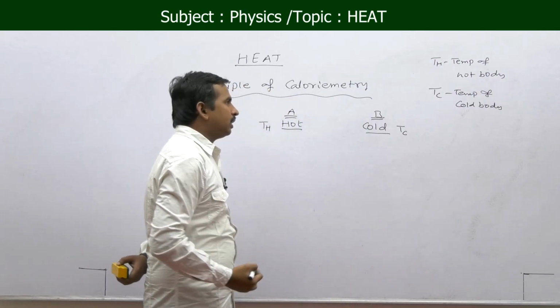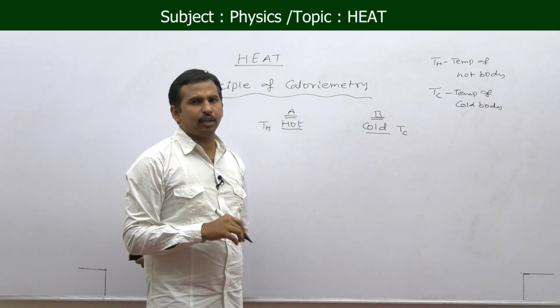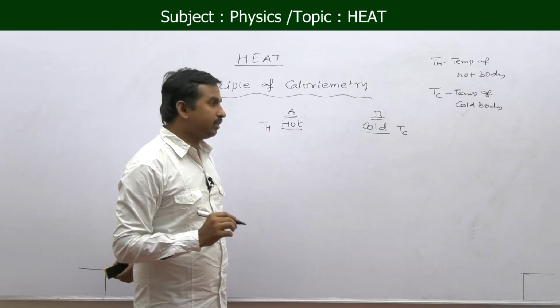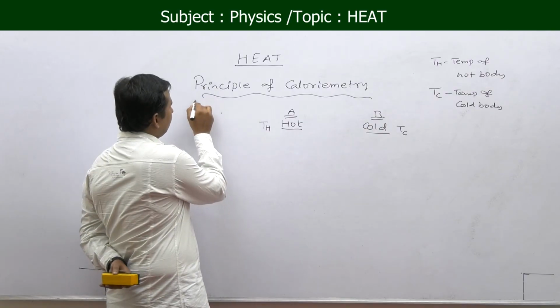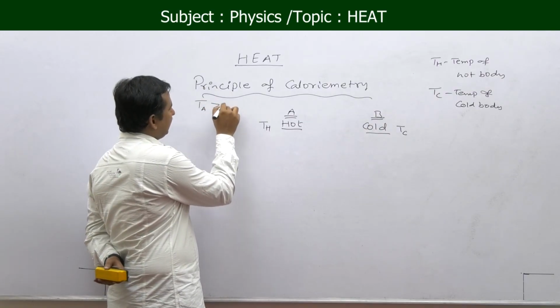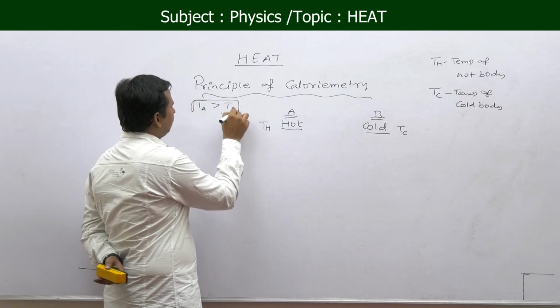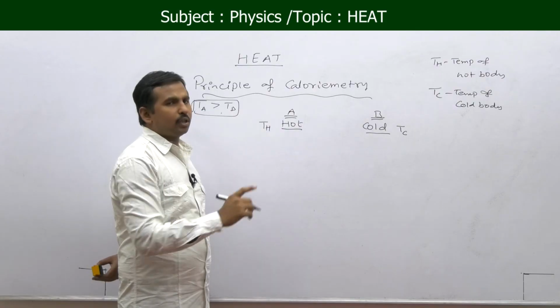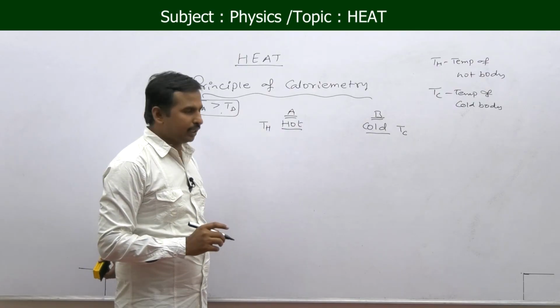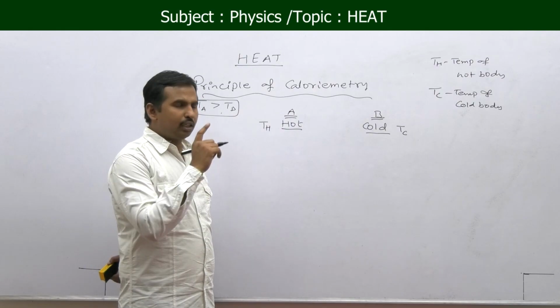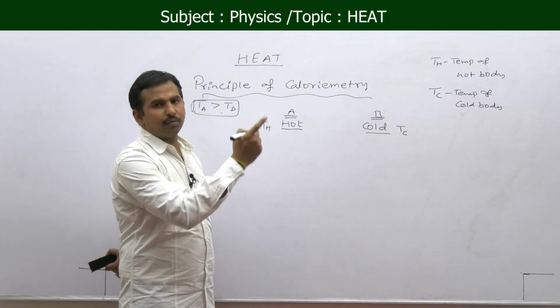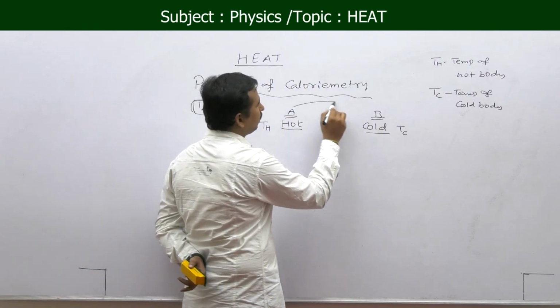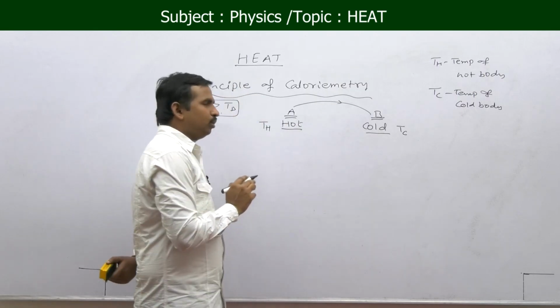Okay. Now, here as the temperature of hot body we are taking, TH is more and TC is less, meaning temperature of A is greater than temperature of B. This is the condition we are taking. Now, as both the bodies A and B are in contact, heat is flowing from A towards B. So, heat energy flows from hot body to cold body.